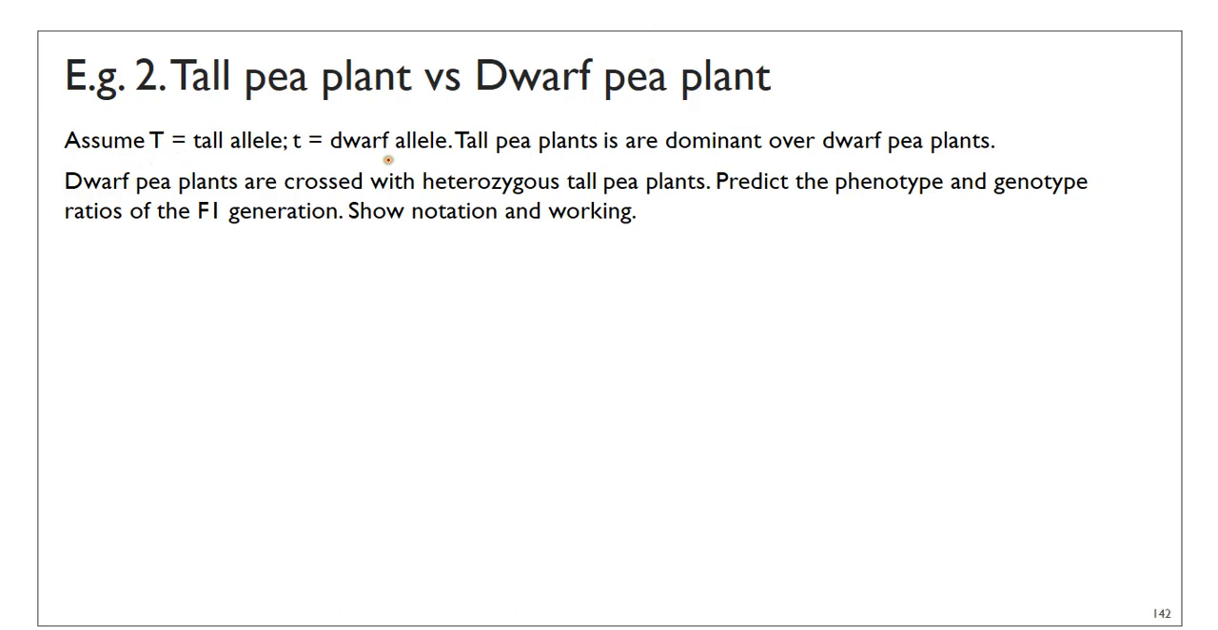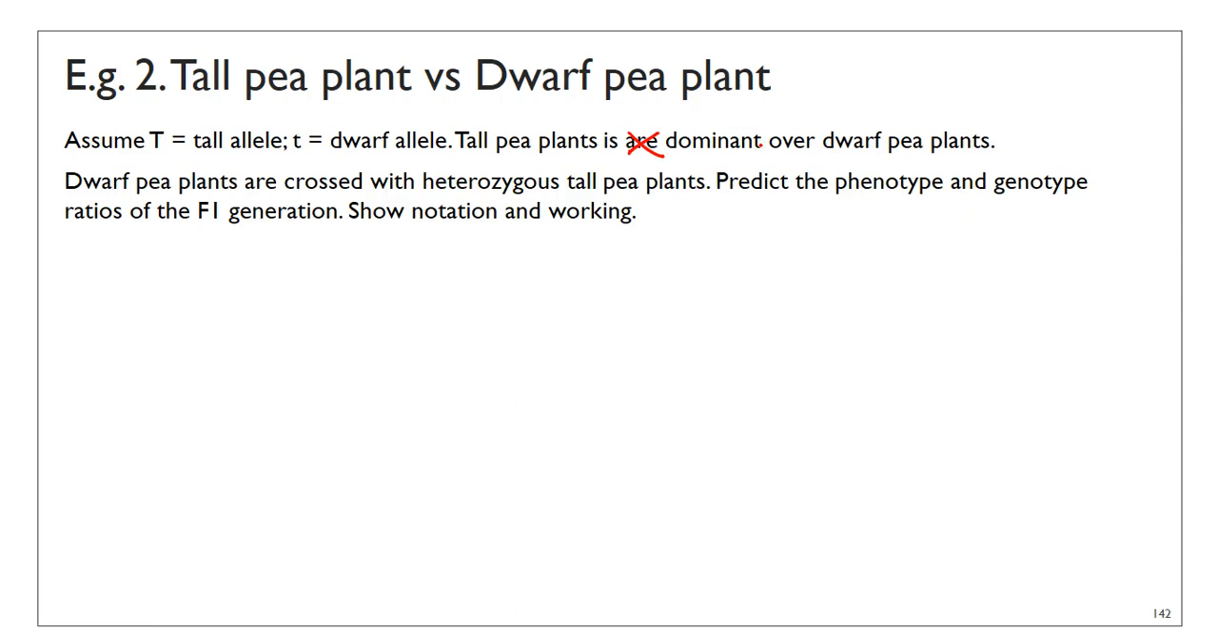And this is information that's already given to you. T is tall, so there's already a letter assigned here. T is the tall allele, and lowercase t is going to be the dwarf allele. And tall pea plant is dominant over dwarf pea plants. Okay, so that's the information about the alleles.